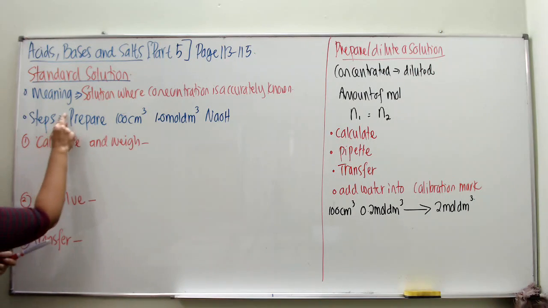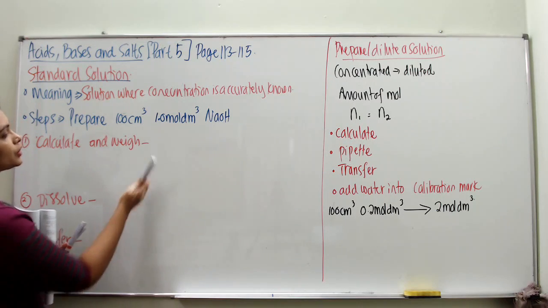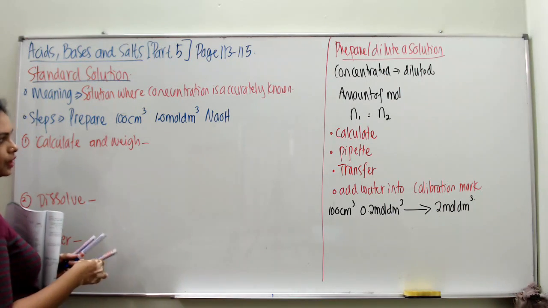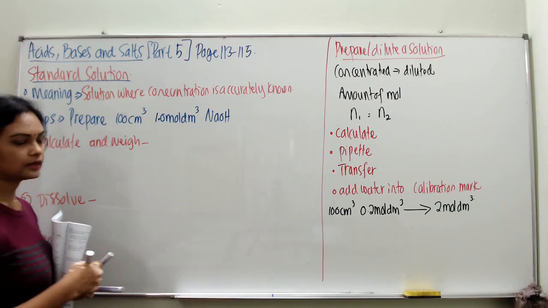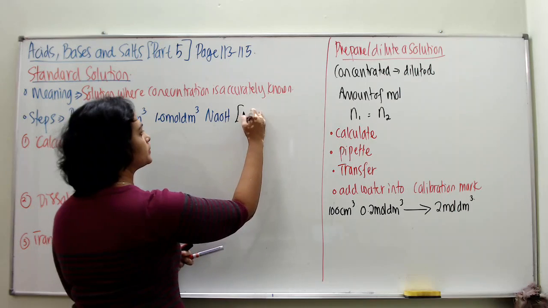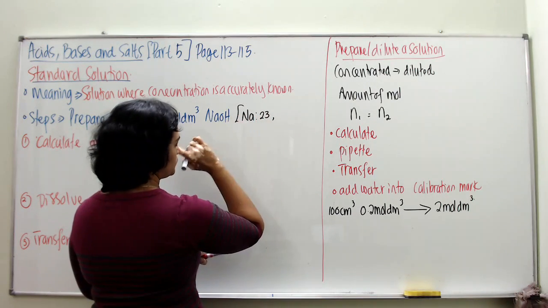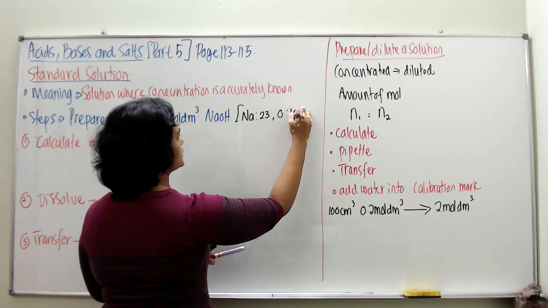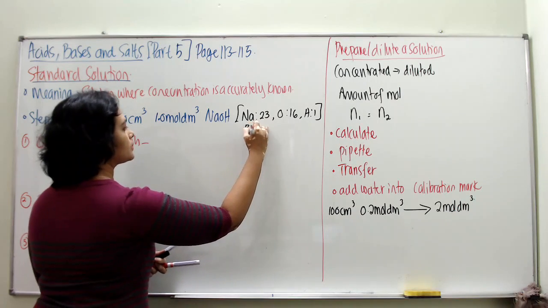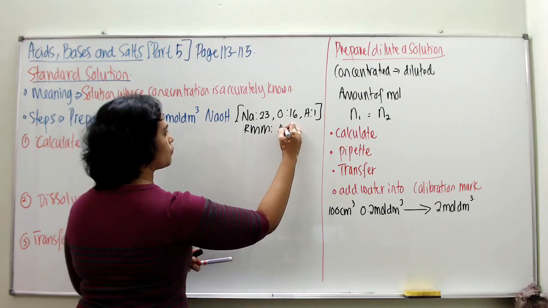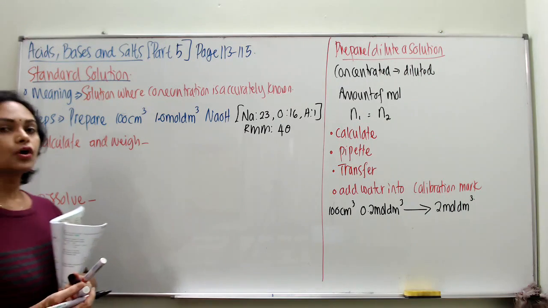I am going to prepare a standard solution. Why is teacher saying standard solution? Because I know the concentration: 1 mole per dm cube of sodium hydroxide. Now, sodium 23, oxygen 16, hydrogen 1, these are all the atomic masses. So the RMM for sodium hydroxide is 40.